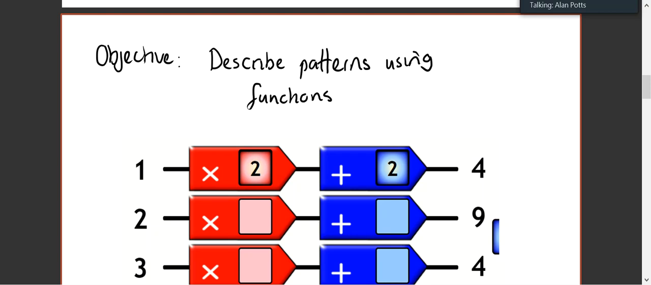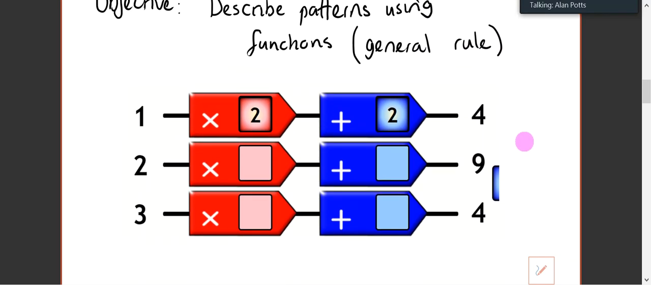So, we're back to our patterns work, and we're looking at describing a sequence or a pattern using what we call a function. Now, another name for a function, we have been calling it a general rule, okay?